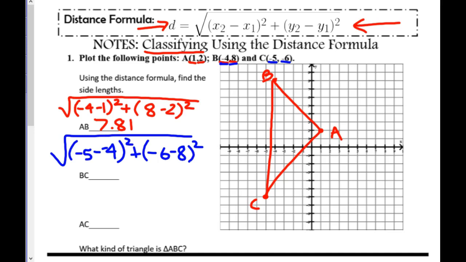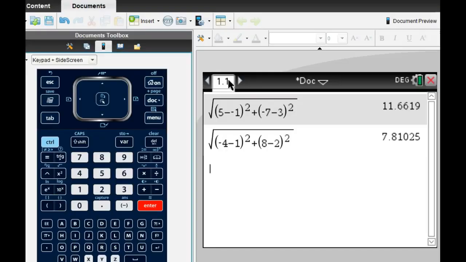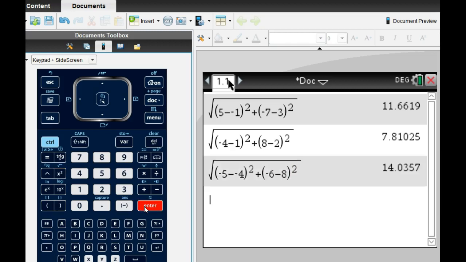Okay. So once again, let's go to the calculator. Square root, parentheses, negative 5 minus negative 4 parentheses squared plus negative 6 minus 8 squared, 14.04. Okay.